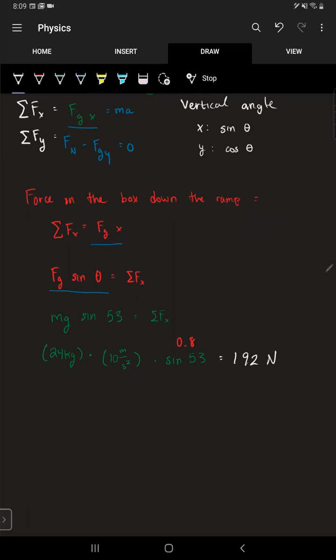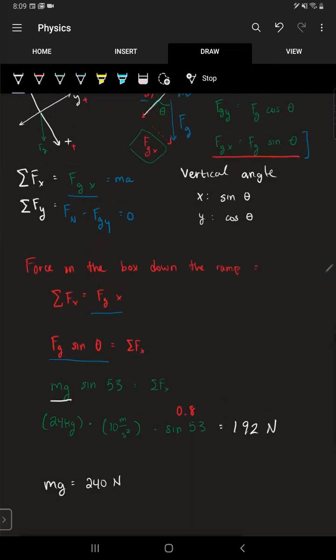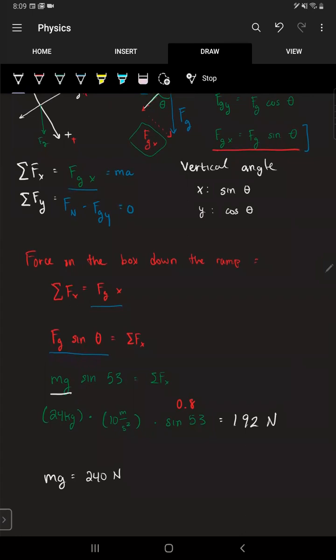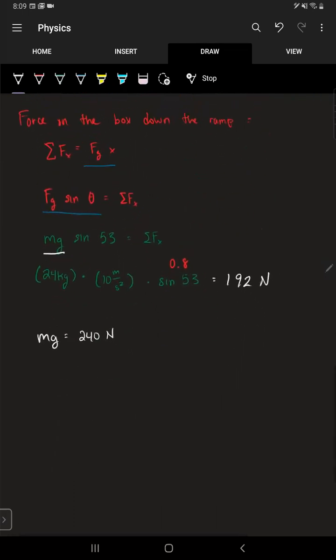Now, does that make sense? Well, that's how much force gravity is exerting on it in the x-axis. Normally, the force of gravity would be mg equals 240 newtons. But now remember that the box being pulled down a ramp makes the gravitational force in the x direction less. It doesn't fall at the same speed as it would if you just drop something. If you drop something and you just push something down a ramp, they don't fall at the same speed. That's the reason why.